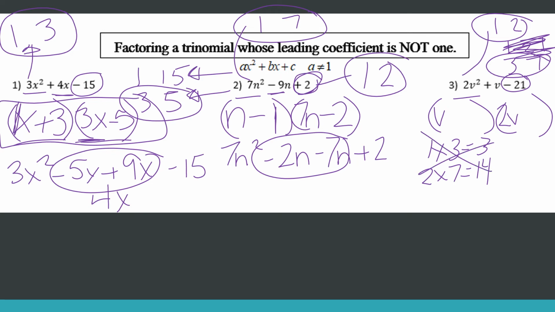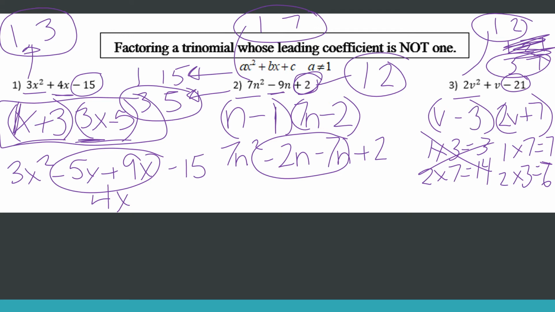Okay, so then 1 times 7 equals 7, and 2 times 3 equals 6. Yeah, if I subtract 7 and 6, I get 1. So 7 and negative 6 is what I want to use. So here I'm going to put positive 7 and negative 6. No, sorry, positive 7 and negative, I need to use negative 3 is what I need.